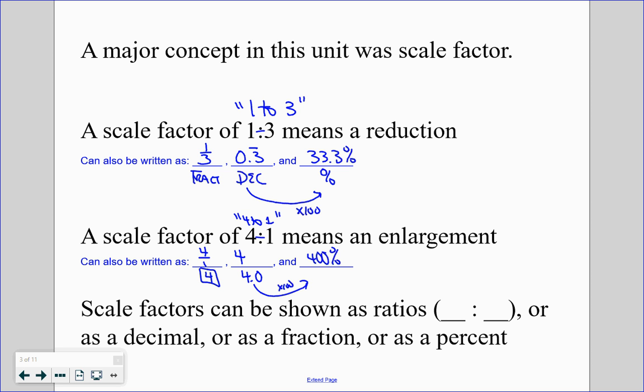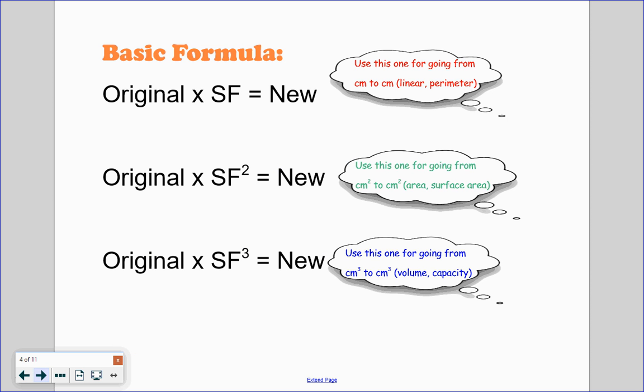So scale factors can be shown as ratios, so something to something, decimals, fractions, or percents. Now, typically when we do all of our calculations with scale factor, we always want it written as a decimal or as a fraction. So if you have it as a percent or a ratio, you have to first convert it into one of those forms. So we have our basic formulas. So the first formula is original times scale factor equals new.